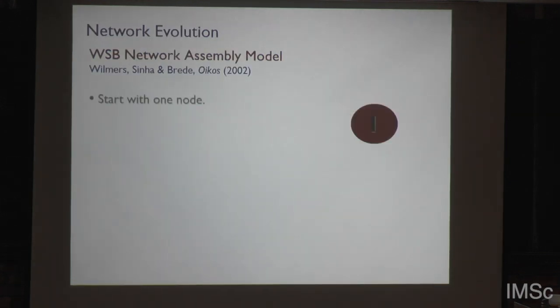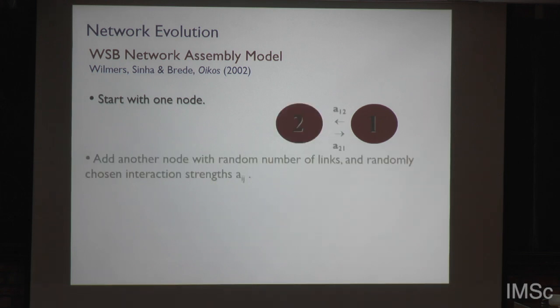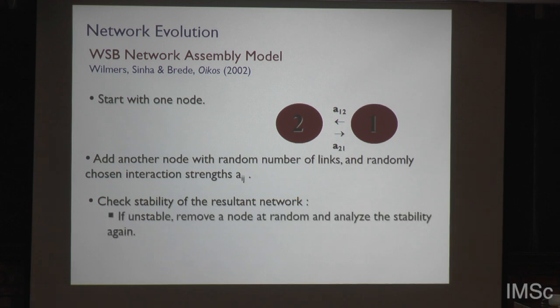And so one can actually come up with a very simple model which actually takes this into account. So let's say you start with a single node, you add another node with some given number of links which is given by some distribution and a randomly chosen interaction strength, and you check the stability of the resultant network. If it is unstable, you remove one of the nodes at random and you analyze the stability yet again. If it is stable, you add another node and you keep doing this.